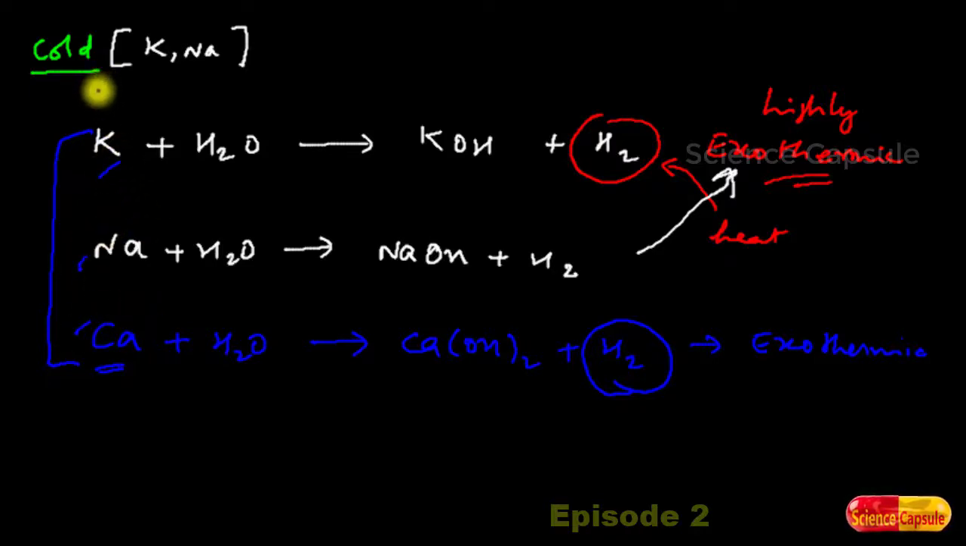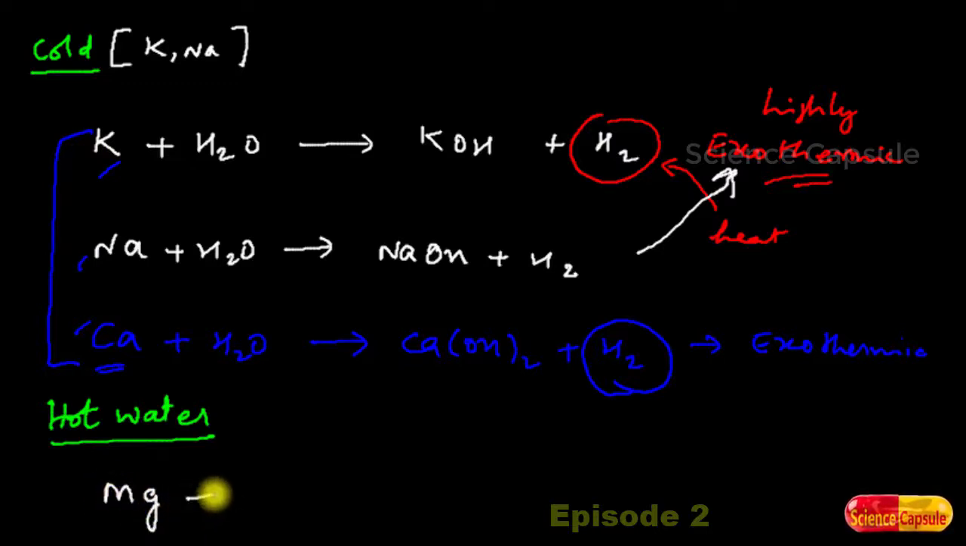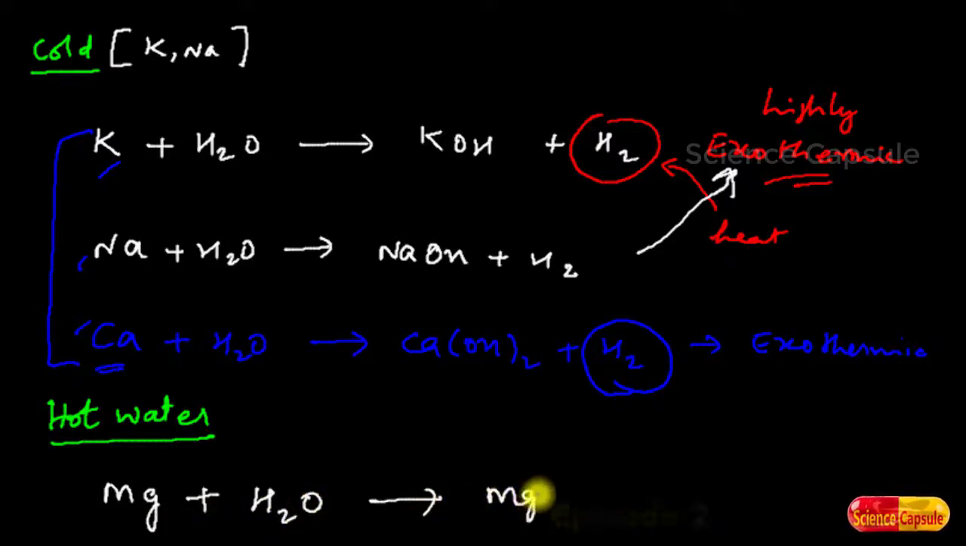So, we can understand from the first that all these three elements, that is potassium, sodium and calcium, can react with the cold water. Dear students, magnesium cannot react with the cold water, it reacts with the hot water. So, here this is hot water and the product formed will be the same here, Mg(OH)2, and hydrogen gas will be produced. This chemical reaction is also exothermic, but it is not violent. So, hydrogen gas produced during this reaction will not catch fire.